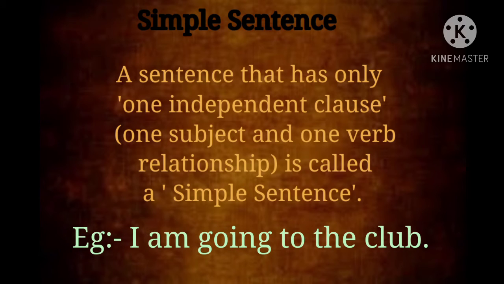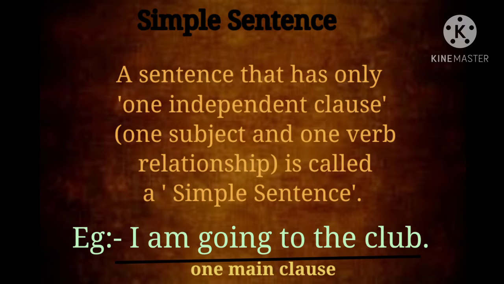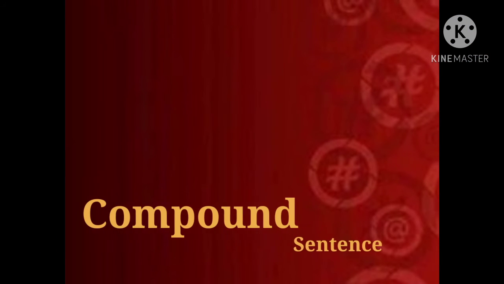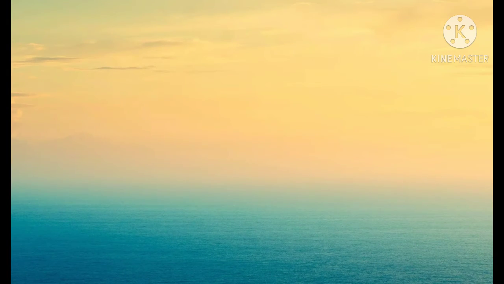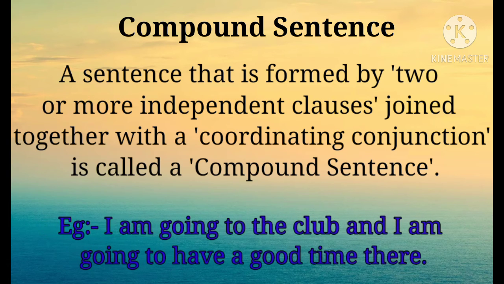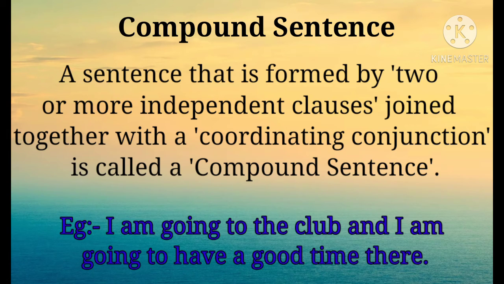I am going to the club. This sentence consists of a single clause that makes complete sense by itself. Therefore, it is a simple sentence. The second one is compound sentence. A sentence that is formed by two or more independent clauses joined together with a coordinating conjunction is called a compound sentence. The example is, I am going to the club and I am going to have a good time there.